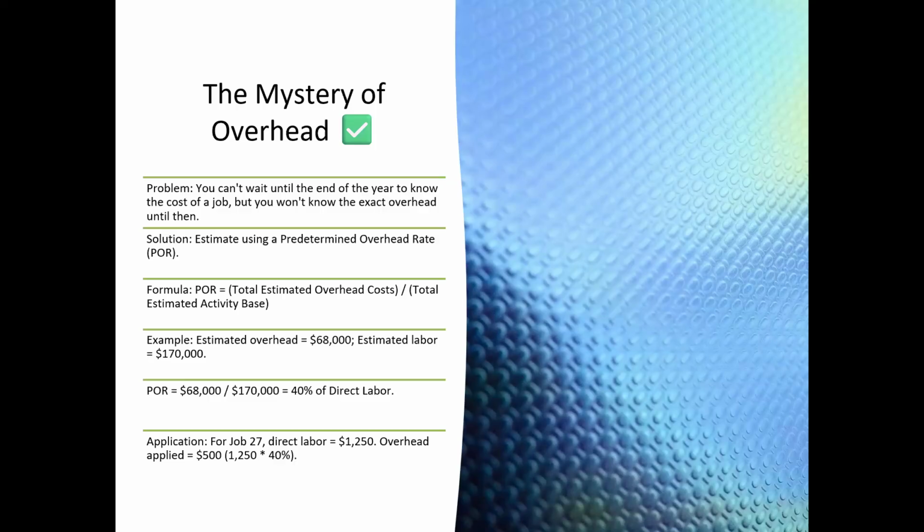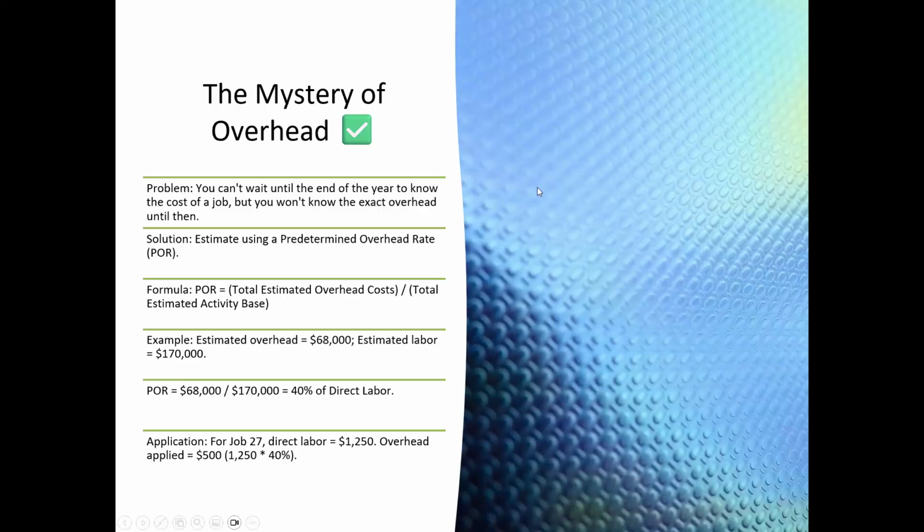Up to time, we don't know what the total overhead is going to be, but we can estimate what it could be based on a calculated guess. How many hours are going to be required to produce the products? How much indirect material will be required? How much indirect labor will we need in terms of cleaning the factory or maintenance or all kinds of indirect labor? All of that is part of the overhead cost.